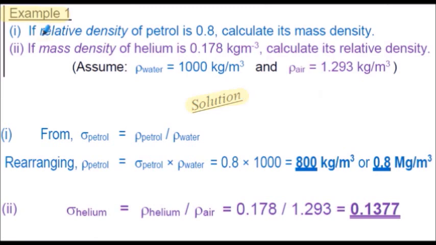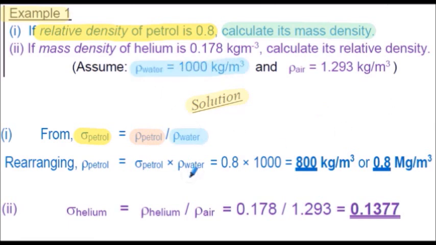So for part 1, we're given the relative density of petrol, it's 0.8. We're asked to calculate the mass density of the petrol. Relative density of petrol is equal to the mass density of the petrol divided by the density of water that we're given in the question. Simply transposing the equation, so multiplying both sides by the density of water, the mass density of petrol is equal to the relative density of the petrol multiplied by the density of the water.